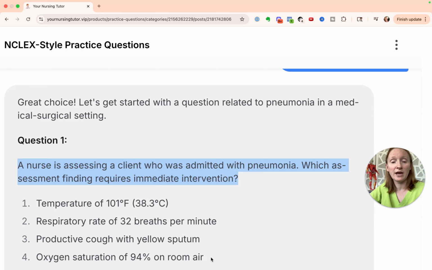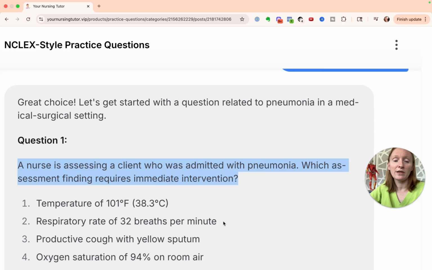So let's look at the 3 answer options that could potentially require an intervention. That's the 94% on room air, the respiratory rate of 32 breaths per minute, and the temperature of 101 degrees. And with these 3, now we can compare and prioritize. Of these plausible answer choices, some of them are really good distractors, and one of them is going to be the correct answer. In this case, put in the chat or put in the comments what your guess is, and tell me if you got it right.